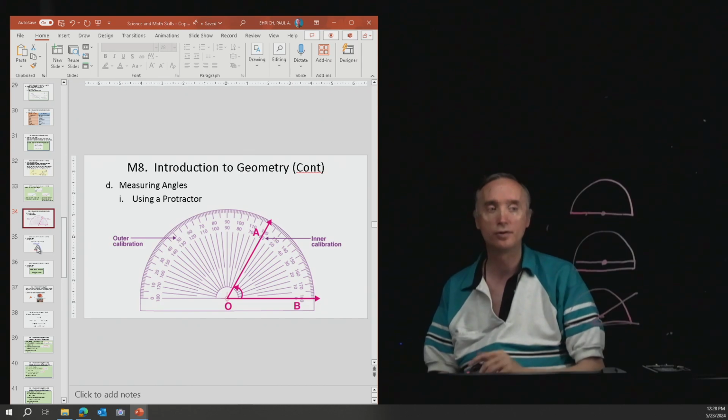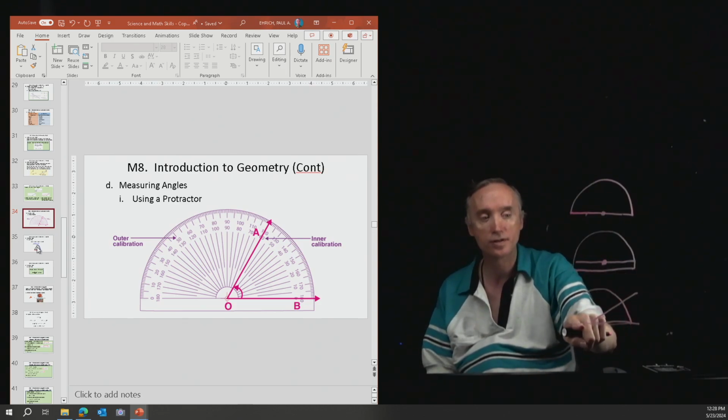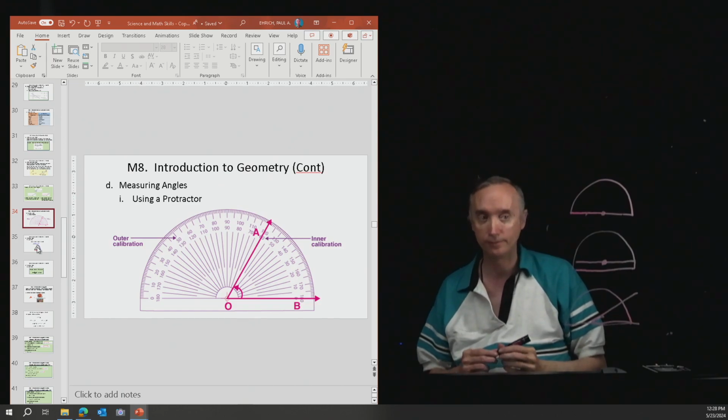But just remember that if you're using a protractor like this, you need to take this line and put it on top of that line, and then again put the dot there, and then you're going to get the right angle when you do that.